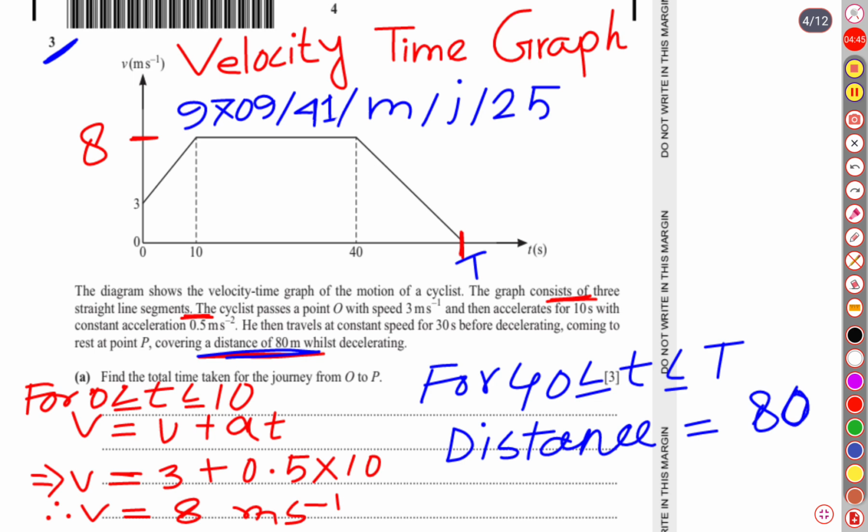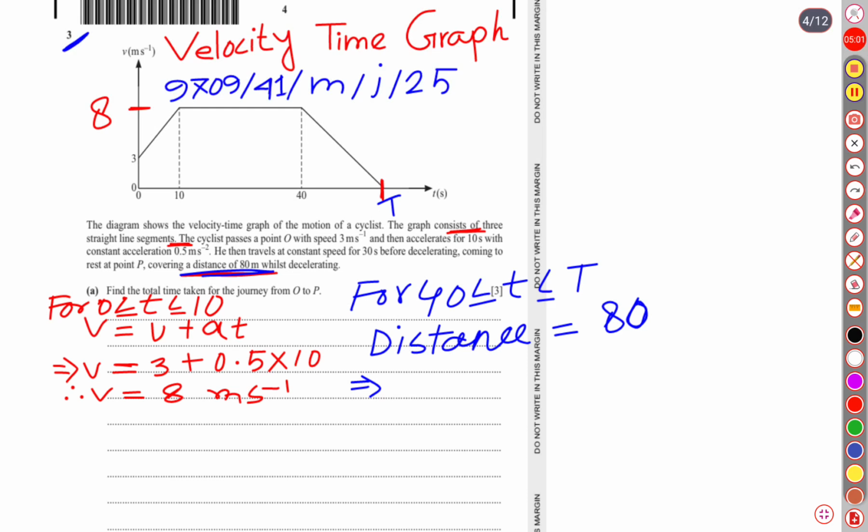Then if we calculate this, we know the distance is the area of this shaded region. So the area of this triangular part, we will apply the formula of half into base into height. Base is actually T minus 40, and this is the height. Already we have found that this is 8. So half into (T minus 40) into 8 is equal to 80.